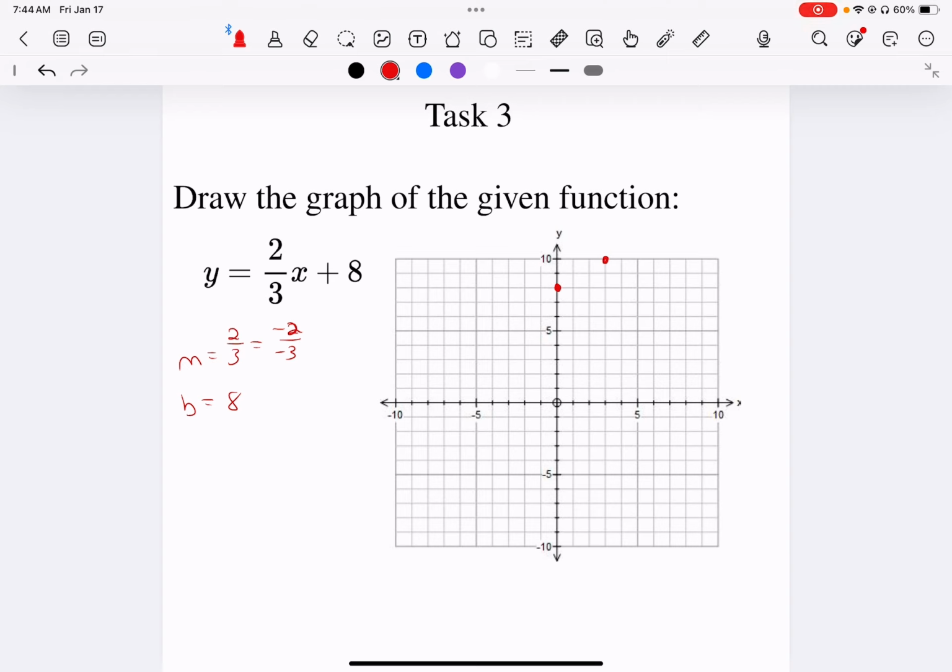Can't fit any more that way, so now I'm going to go the opposite way. Down 2, 3 to the left. Down 2, 3 to the left. My points fall in a straight line, so I connect my points with a straight line, draw arrows on each end, and make sure to label it. Y equals 2/3 x plus 8.